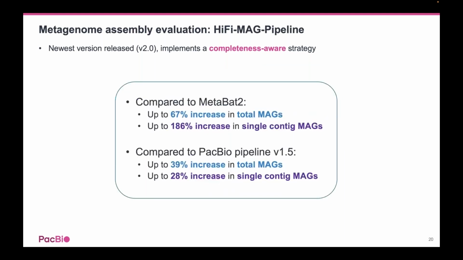And the last thing I want to point out about this pipeline is that it represents a tremendous improvement over single binning strategies such as MetaBat2 by itself, and even previous versions of this pipeline that were focused more on things like circularity. So you can see that the gains here are quite a large percent increase, not only in the total MAGs, but also these single contig, highly complete MAGs. And so this is really the state of the art, leading edge in terms of binning algorithms that's highly useful for long read assemblies.